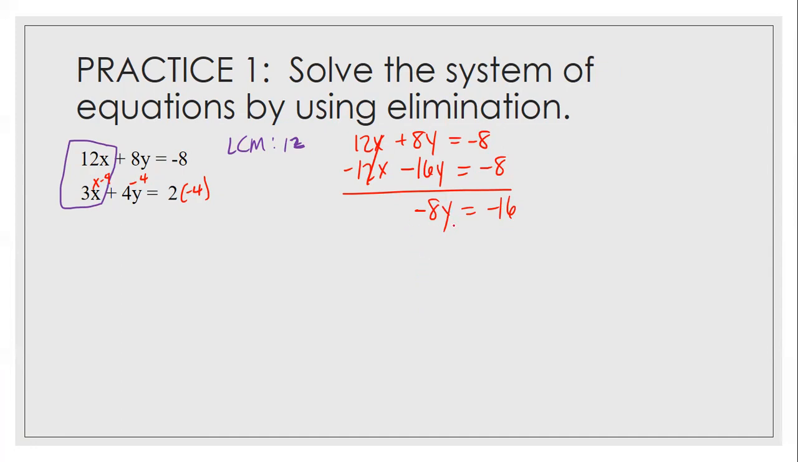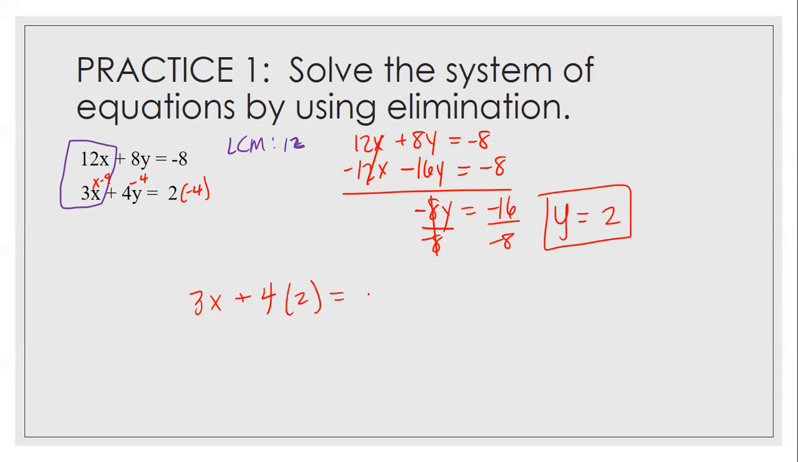So step 4 says to solve for y. And what do I do to solve for y? Divide by negative 8. And we get y equals 2. So step 5 says I take this y and I plug it into one of these equations. I usually choose the one with the smallest numbers. So 3x and 4y are the winners. So 3x plus 4, instead of y, I'm putting a 2, equals 2. That gives me 3x plus 8 equals 2.